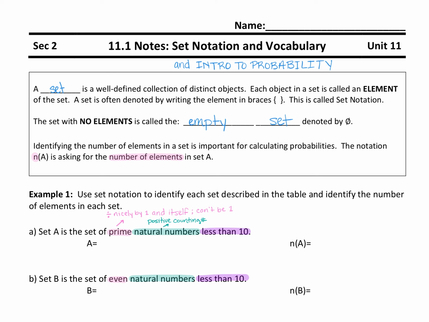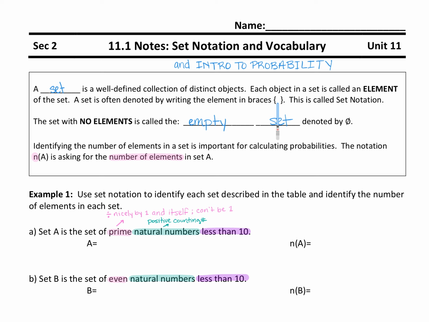Today we are going to talk about set notation and vocabulary, as well as introduce probability. A set is a well-defined collection of distinct objects. Each object in a set is called an element. This is how we notate when we are using a set.